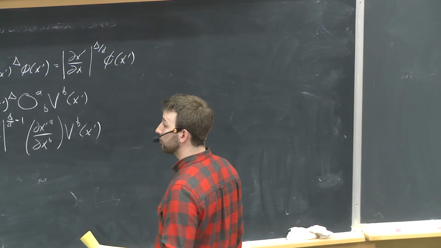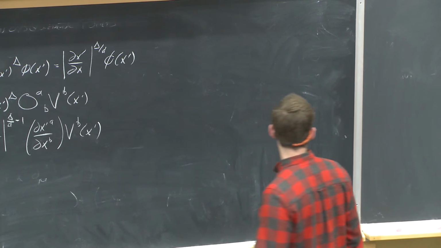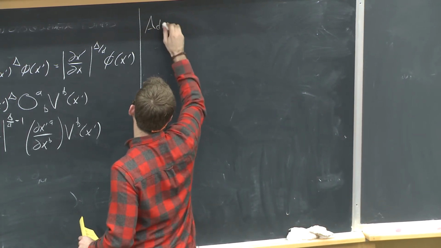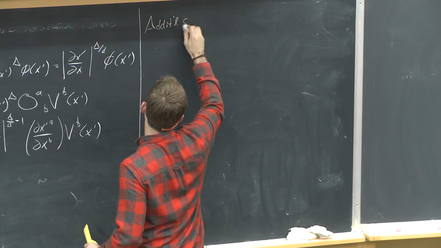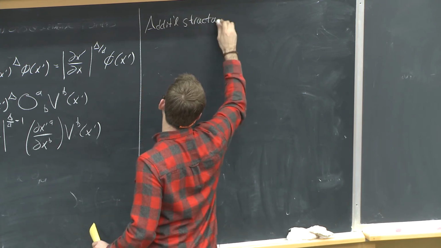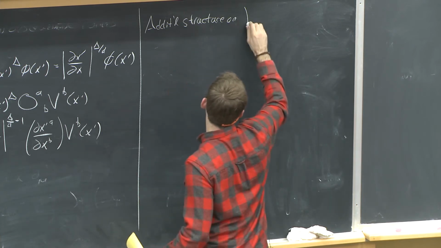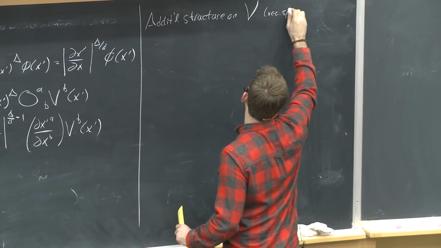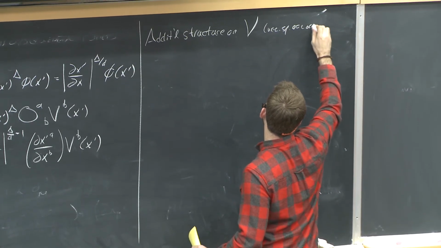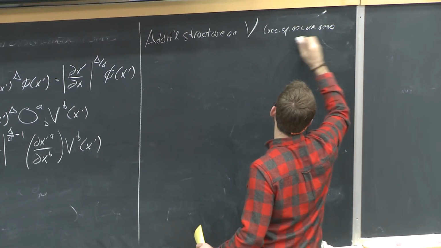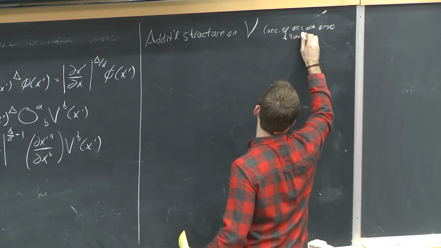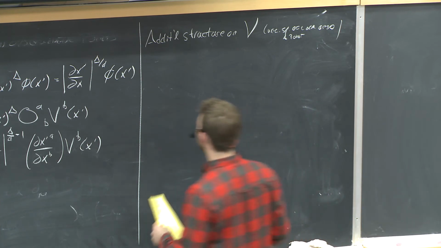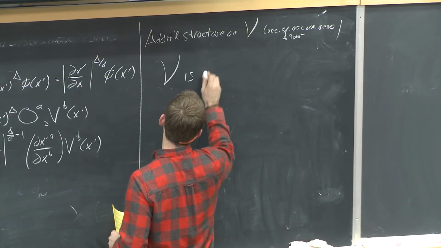But there is additional structure on, let me call it V, the vector space of local operators at a point. So this is the thing that represents the algebra. And that additional structure is that V is a Hilbert space.